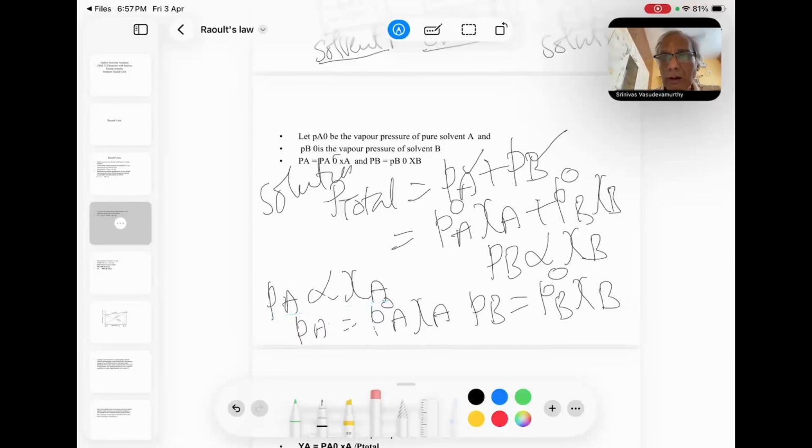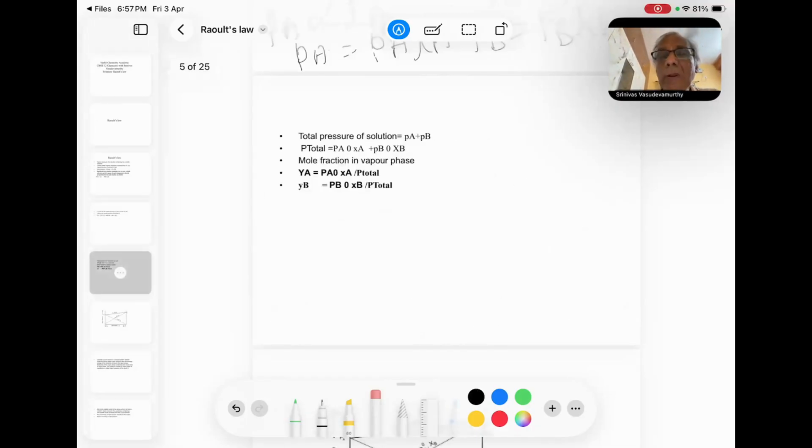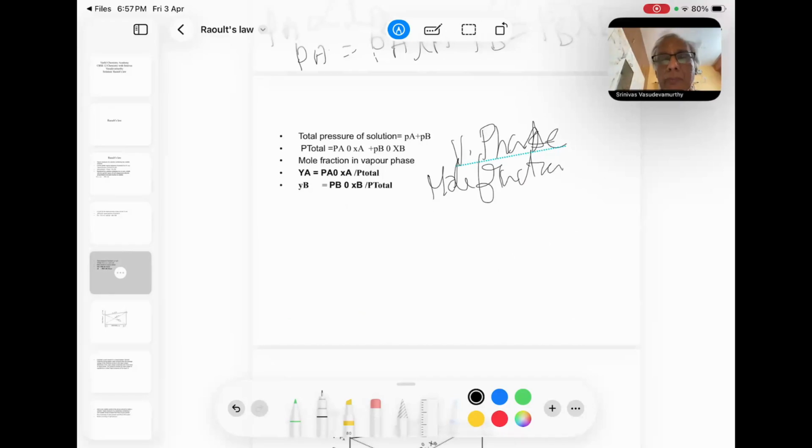Now let us see what will happen in the vapor phase. I have seen the solution, and now I am going to the vapor phase. Let us say in the vapor phase, I take the mole fraction of A as YA and the mole fraction of B as YB. YA and YB. Now let us see how they are related.